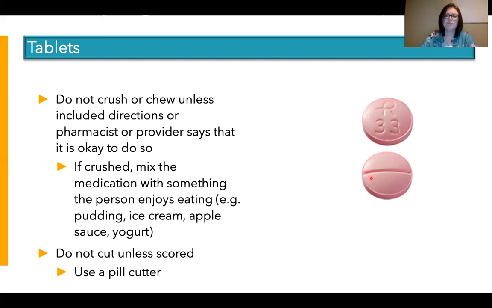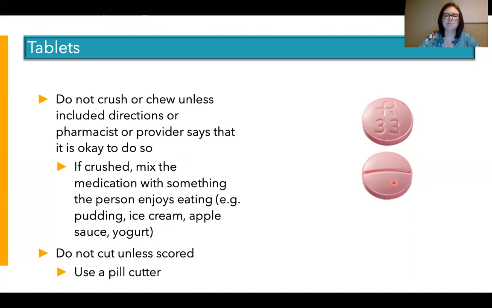And this line here means that the pill is scored. Unless tablets are scored, we want to avoid trying to cut them in half, because the score is meant to help you be more precise. It's going to cut in half easier, and then you're actually getting half of that dose, like you're intending to. You also want to make sure you use a pill cutter when you do this, so not trying to pop it in half, or use a knife or something. Use a pill cutter so you can be very precise.